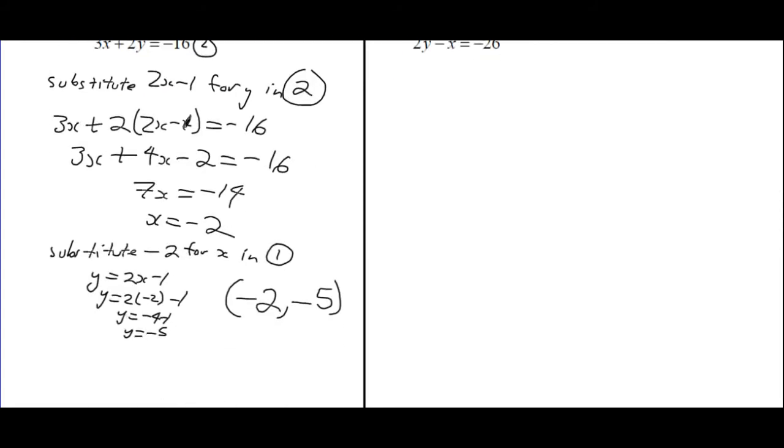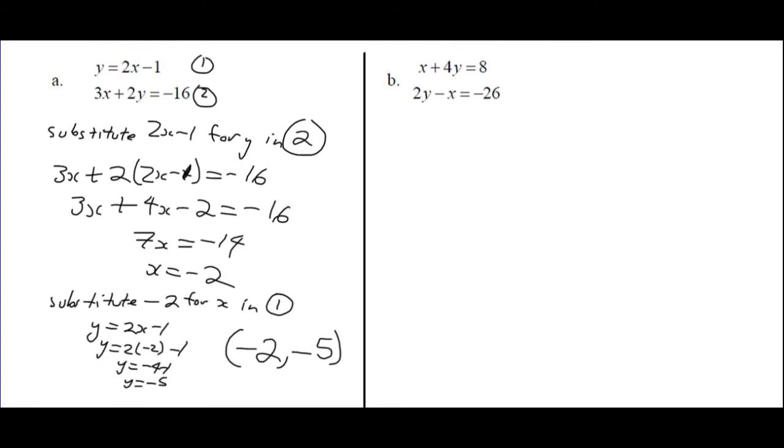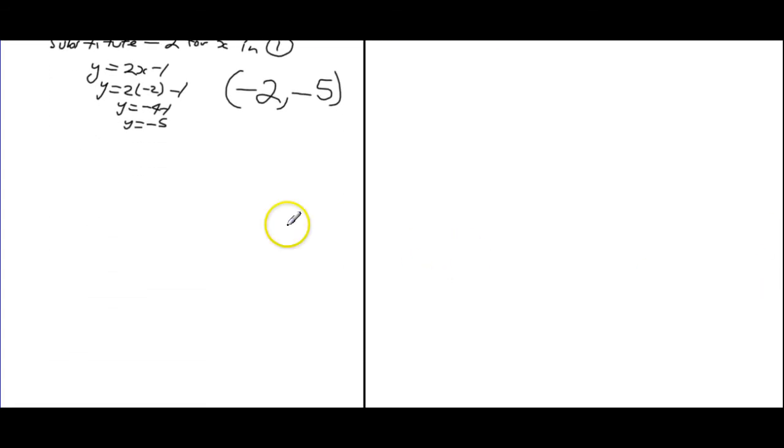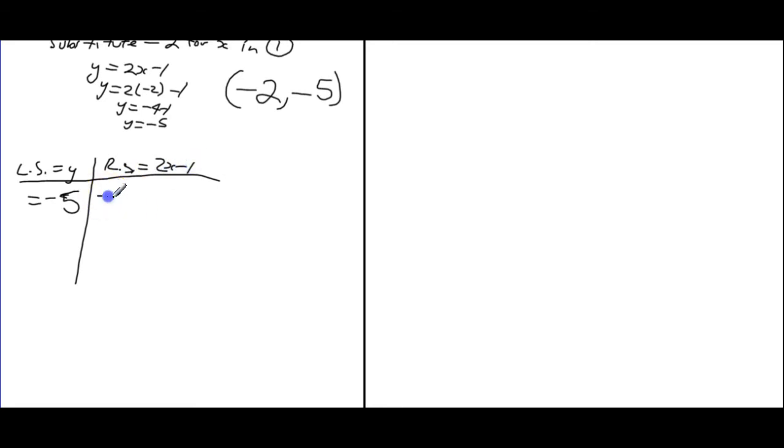Now we need to verify the solution algebraically. So we're going to, y equals 2x minus 1. So the left side is equal to y, which is negative 5. And the right side is 2x minus 1. And those are both the same, so that's good. Oh, it's supposed to be a check mark.